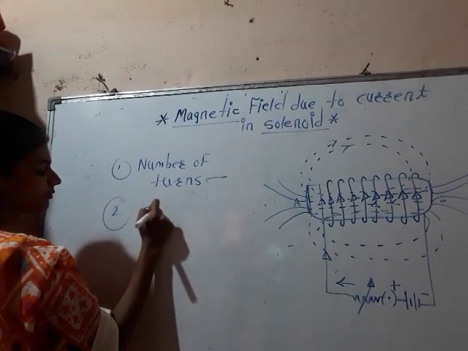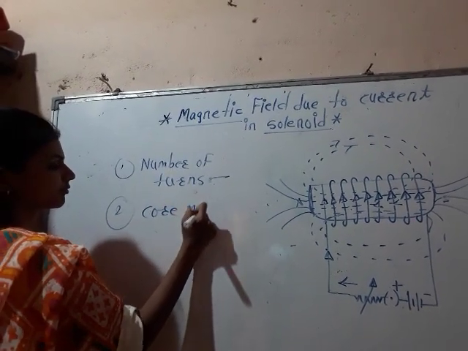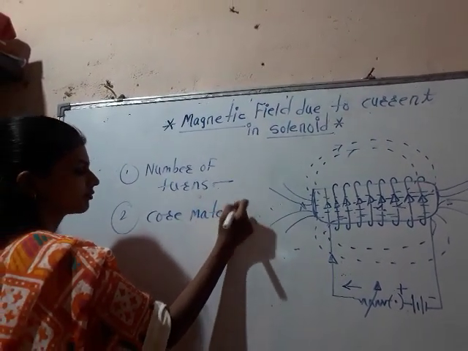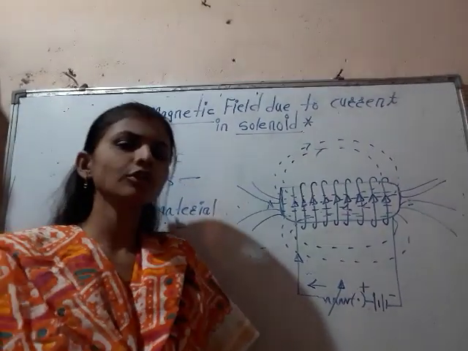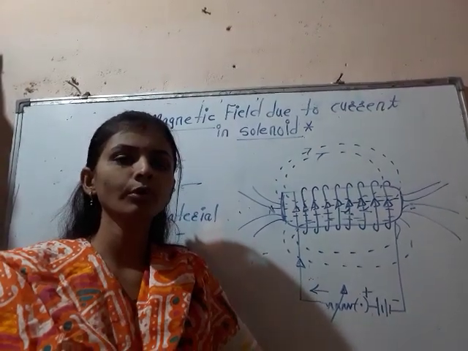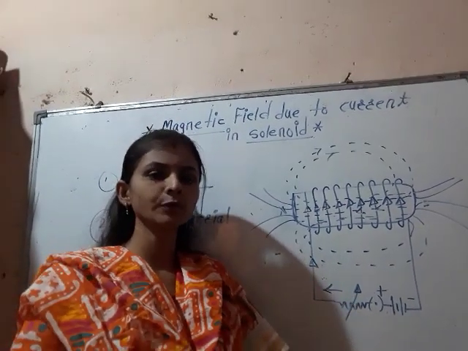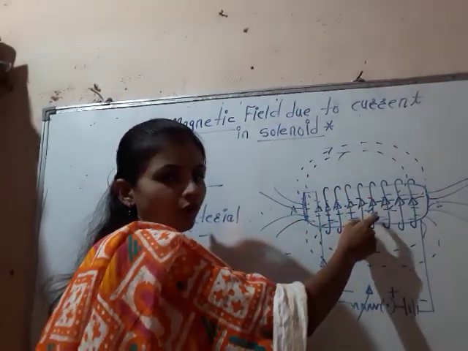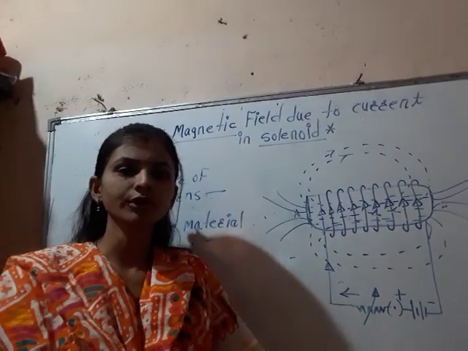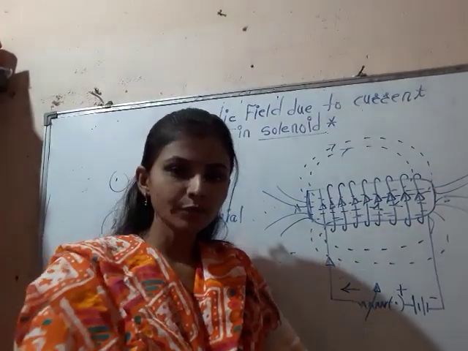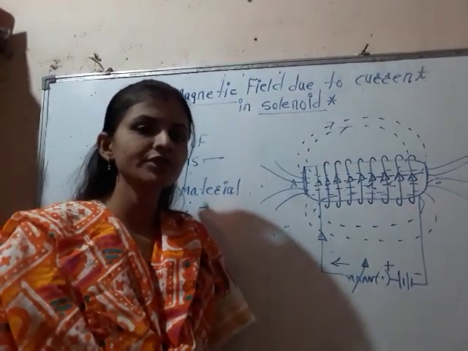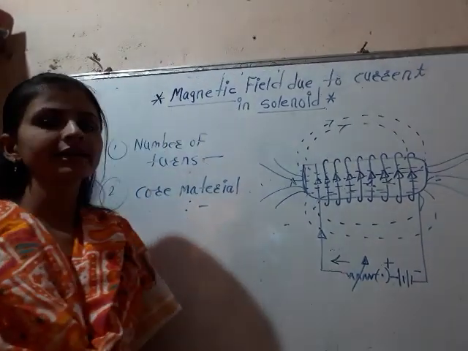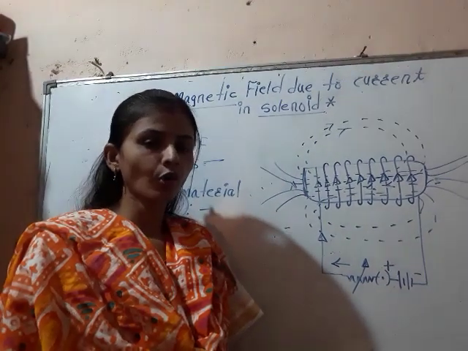The core material. The strength of the magnet also depends upon the core material. Which type of material are we using for the coils? If we are using an iron core, it is more beneficial. So the strength of the magnet also depends upon the core material.